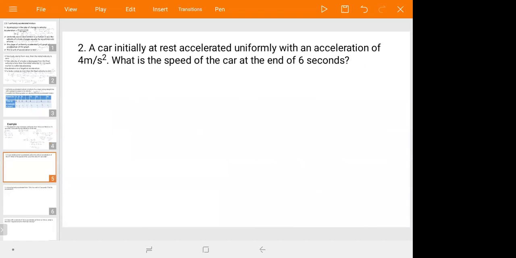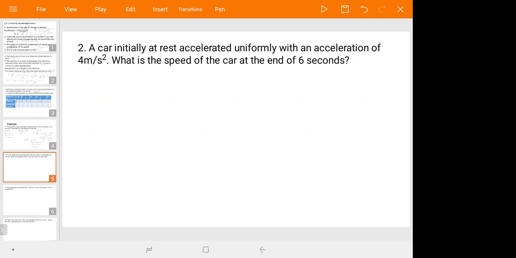Question number 2: A car initially at rest accelerated uniformly with an acceleration of 4 meters per second square. What is the speed of the car at the end of 6 seconds? Uniformly means it is on a straight line. Speed here means velocity, okay? So try to solve this question.